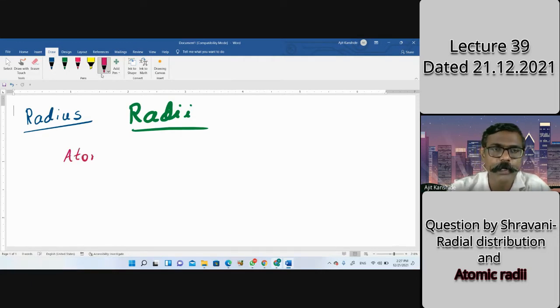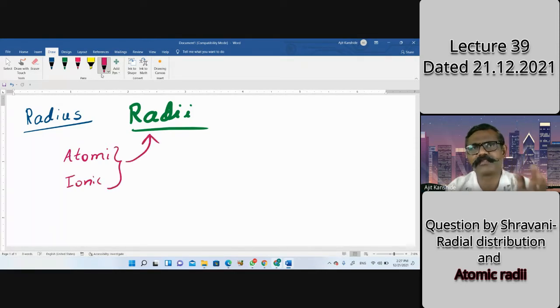So atomic and ionic radii, about which I want to discuss today, and their periodic variation. I repeat, we are talking about atomic and ionic radii. Of course, atomic means related to an atom and ionic means related to an ion. Then what is the difference between an atom and an ion?